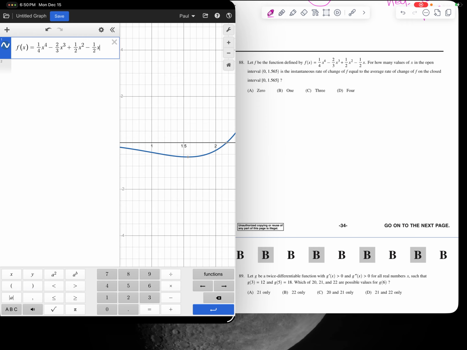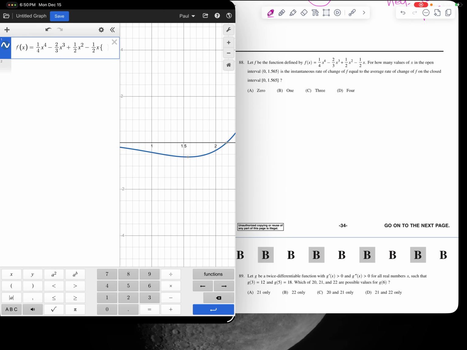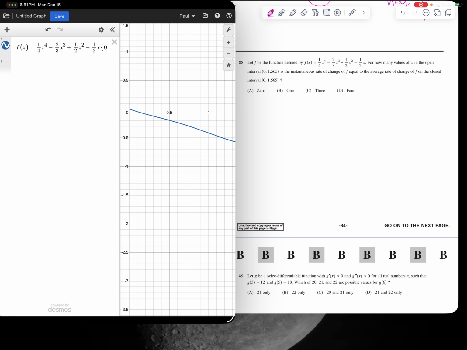All right, I'm going to go back to these brackets because for purposes of not being distracted, we only care about this thing from 0. Okay, the brackets on the closed interval make me think I want to use less than or equal to as opposed to less than, and I'm going to use 1.565.